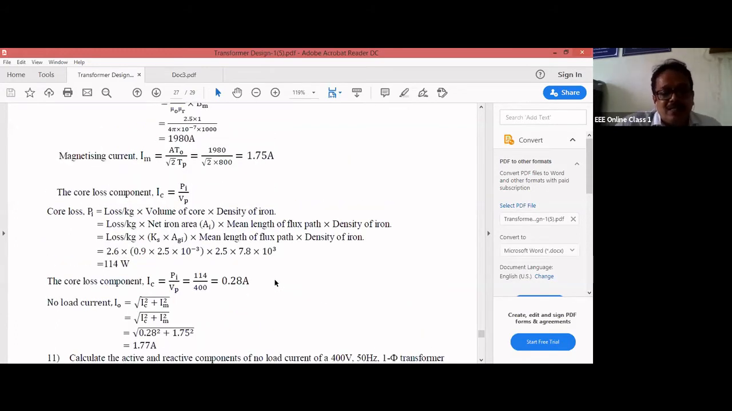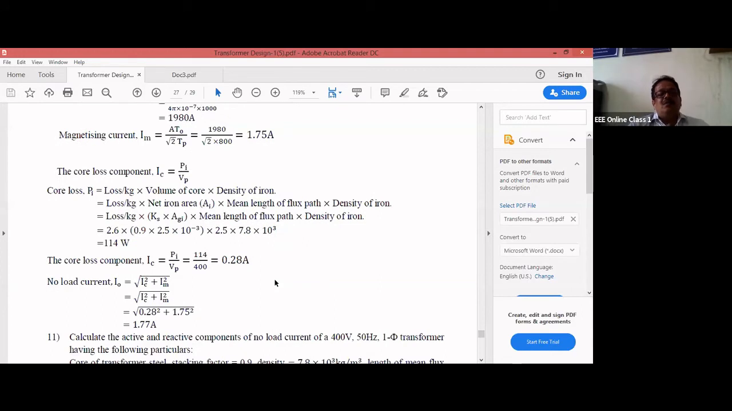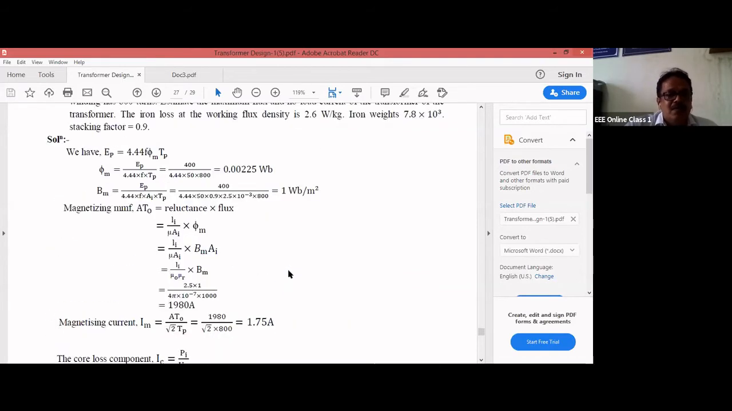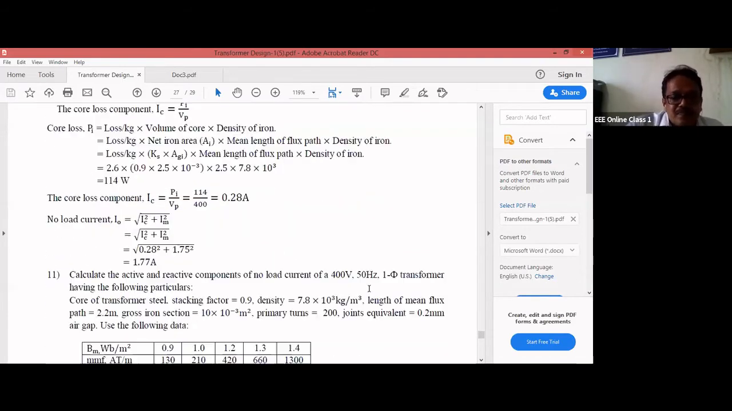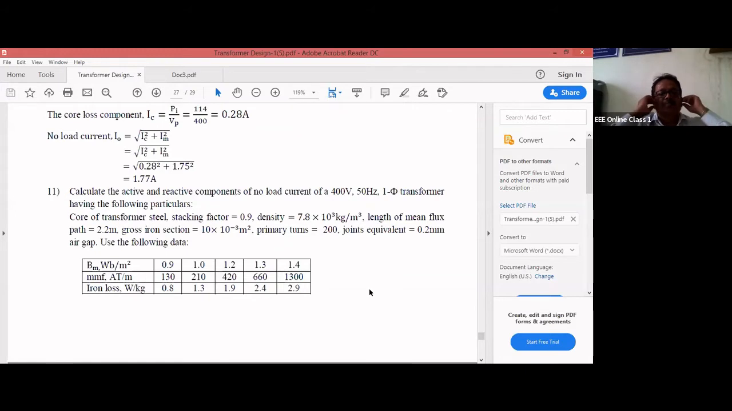The problem is from AK Sawhney. So you have to calculate IC and IM based on the data given. Okay, this is a standard problem from the AK Sawhney book. Just go through it. Now let us come to the second problem. This problem also is taken from AK Sawhney. Totally I have 6 problems. I think two or 3 problems from AK Sawhney and 3 problems directly from your question paper.